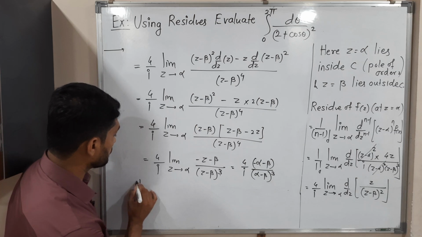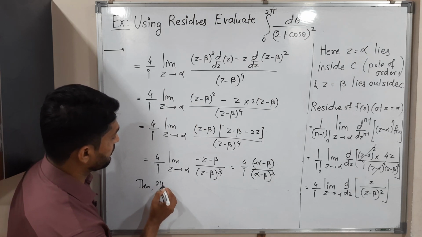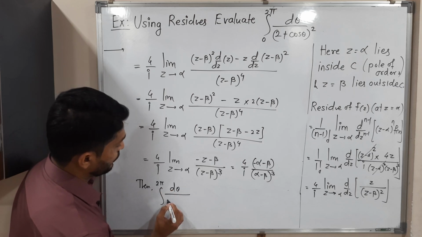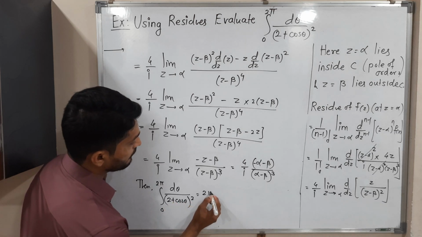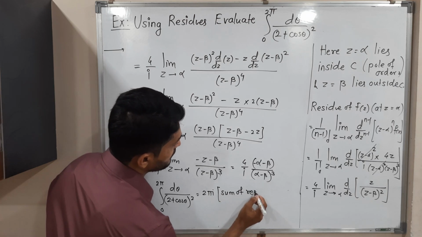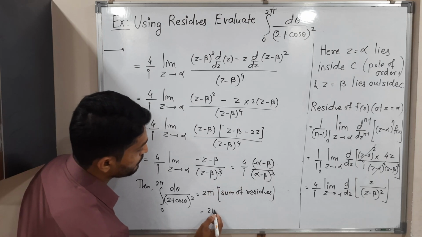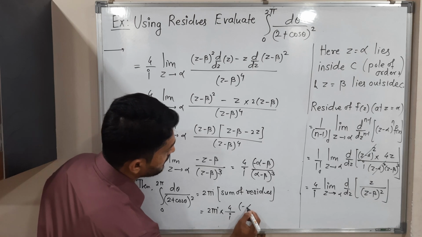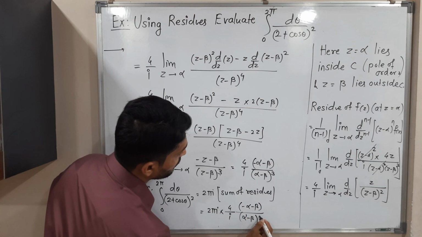Then the integration 0 to 2 pi, d theta upon (2 plus cos theta) square. So we have the value we can find is 2 pi i sum of residues, getting? But see here we have only one residue. So 2 pi i into 4 upon i, minus (alpha plus beta) upon (alpha minus beta) cube.